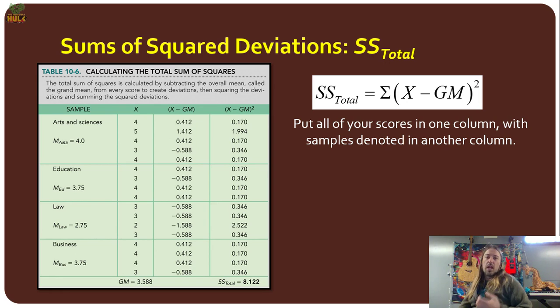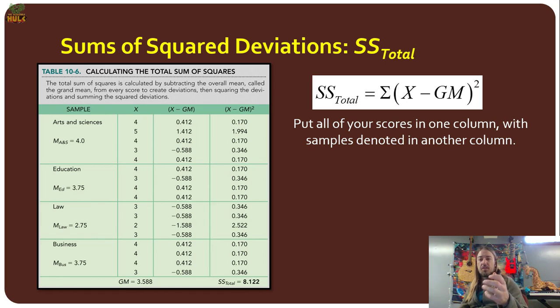That will give us what we call our grand mean. So you'll notice in the sum of squares total equation, it says the sum of x minus GM, that's grand mean, squared. The grand mean is just the mean of all your data when there aren't groups at all. So the sum of squares total simply finds that grand mean and then takes each of those individual scores and subtracts the grand mean from them.